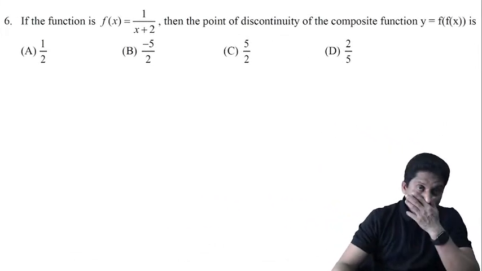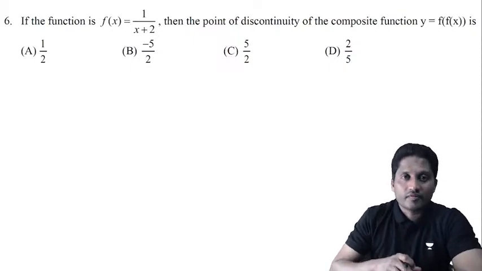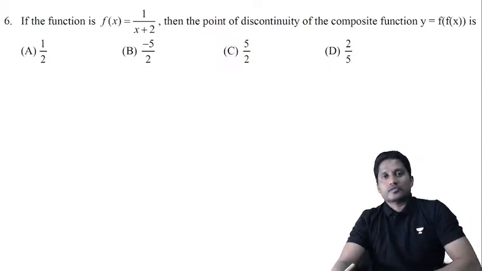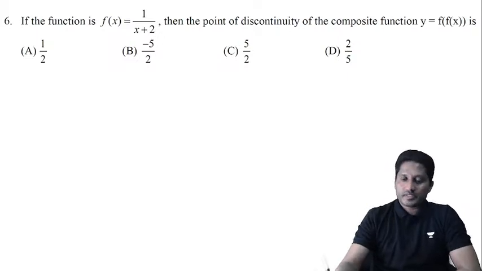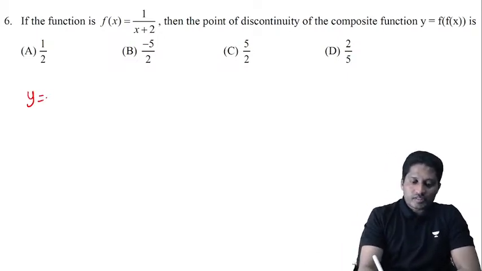Okay, let's move to the next question. Question number 6. The function f of x is equal to 1 divided by x plus 2. The points of discontinuity of the composite function f of f of x. Okay, first let me find out what is f of f of x. y is equal to f of f of x is equal to 1 divided by x plus 2.